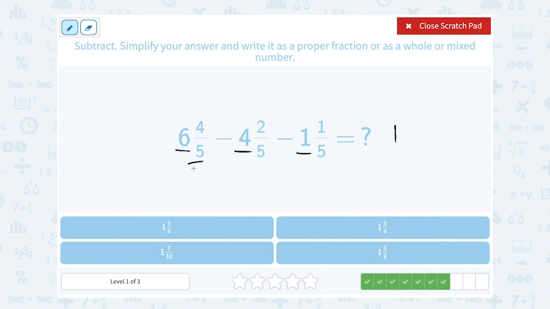Now look at just the fraction parts. 4/5 minus 2/5 minus 1/5. They already have a common denominator. If they were all out of 5, my answer is going to be out of 5. And then on the top, I'm going to subtract 4 minus 2 minus 1. Well, 4 minus 2 is 2, minus 1 leaves me with just 1. So altogether, I'm left with 1 and 1/5.